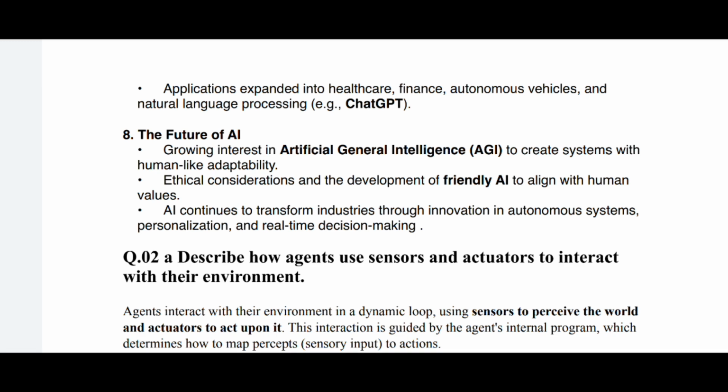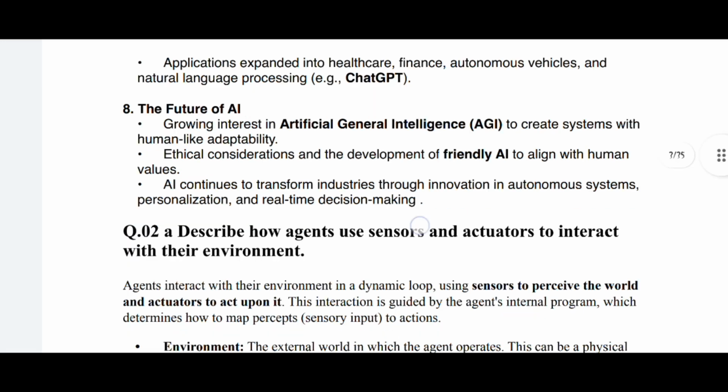This much of AI is also being developed in other countries, but we are not that much included in those AI models. So next is 2A.